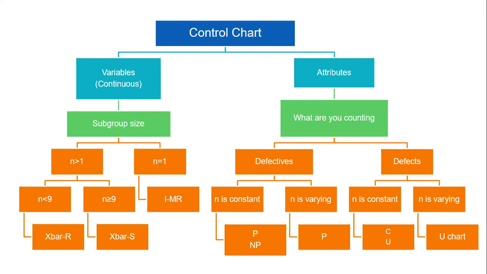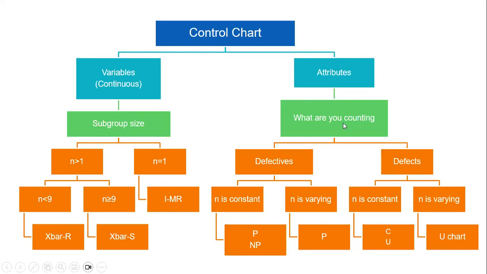So we'll get the R here, the range. And if, let's say, it's more than nine, we'll use the S bar S chart. S bar means the average, your mean, and S is your standard deviation. So simple: if you have a smaller data set, we go for the average only. If you have a larger data set, you will go for the standard deviation. It will be the same for the control chart.